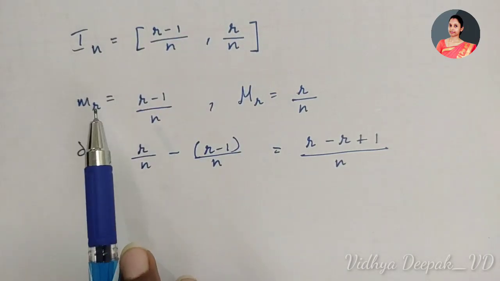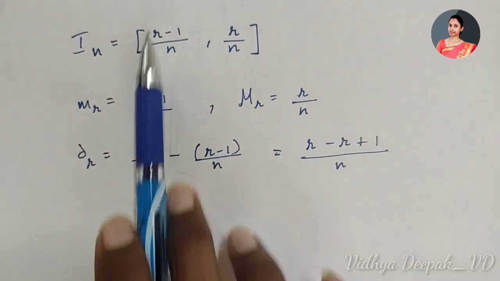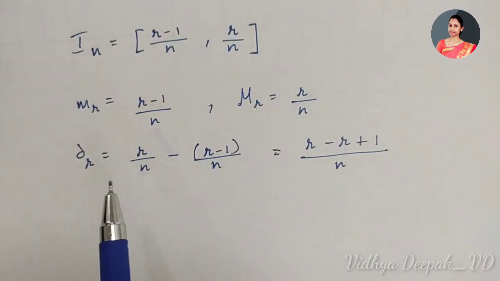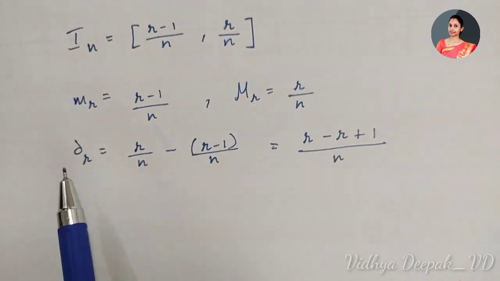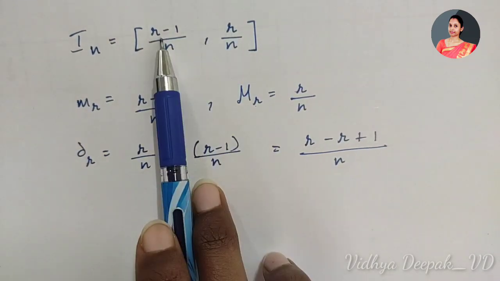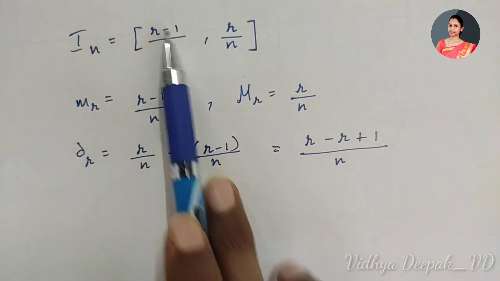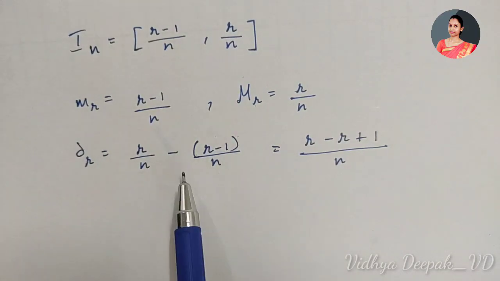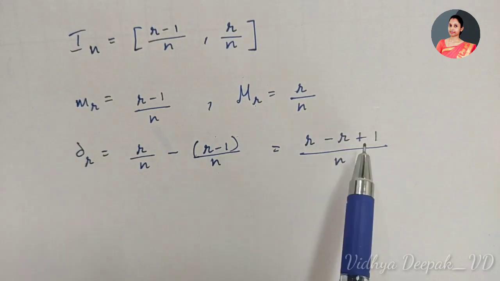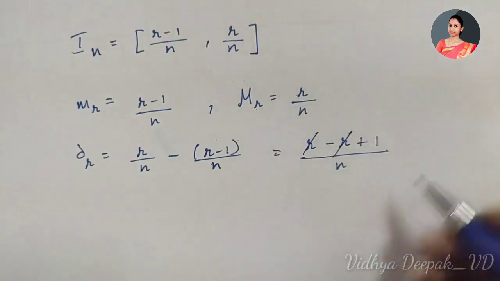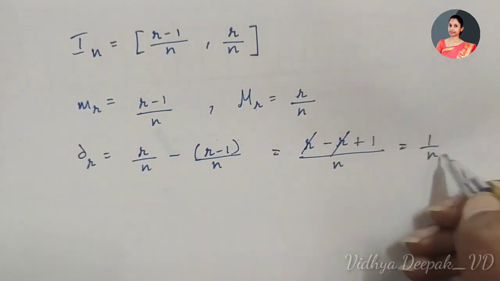So mr, we are taking it to be the least value, and Mr is the greatest value, infimum and supremum. Now the length of the interval can be found using the formula b minus a, right? So b is r by n, minus a, which is (r minus 1) by n. Simplify, minus is substituted inside: plus into minus is minus, minus into minus is plus. So we have (r minus r plus 1) divided by n. Here r and r get cancelled and you are remaining with 1 by n.